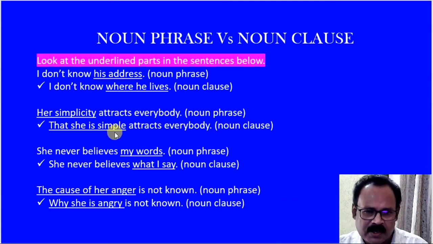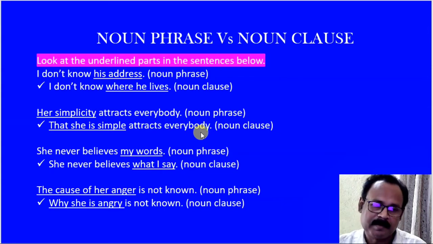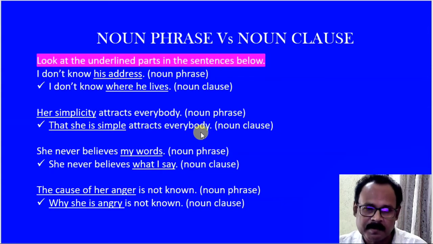In the next example, that she is simple attracts everybody. What attracts everybody? The answer is that she is simple, and it's a clause and it's not a phrase. So that she is simple is a noun clause, because we used it in place of the noun phrase.